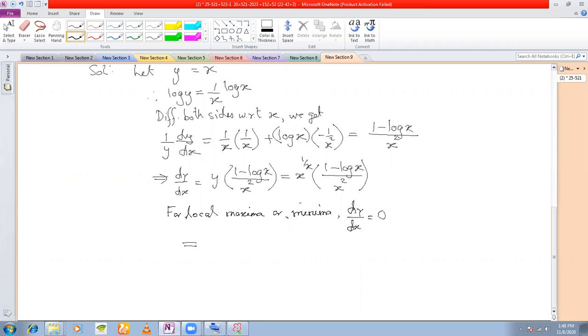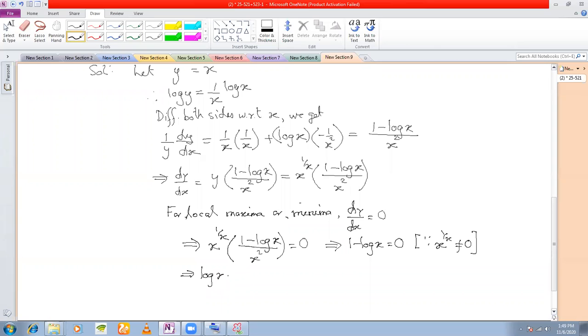So what does dy/dx = 0 mean? It means x^(1/x) into (1 - log x) by x^2 must be equal to 0. That means 1 - log x must be equal to 0. Why? Because x^(1/x) cannot be equal to 0. That means you get log x = 1.